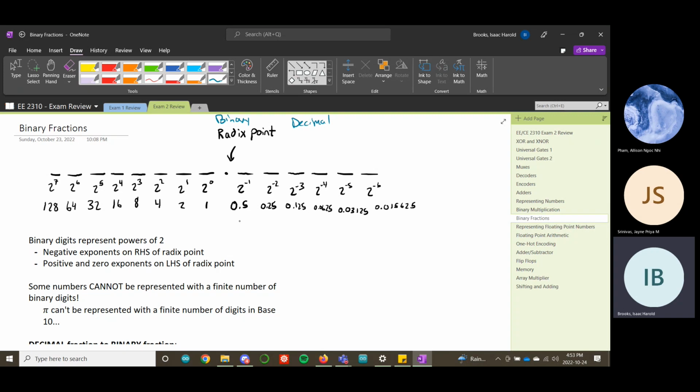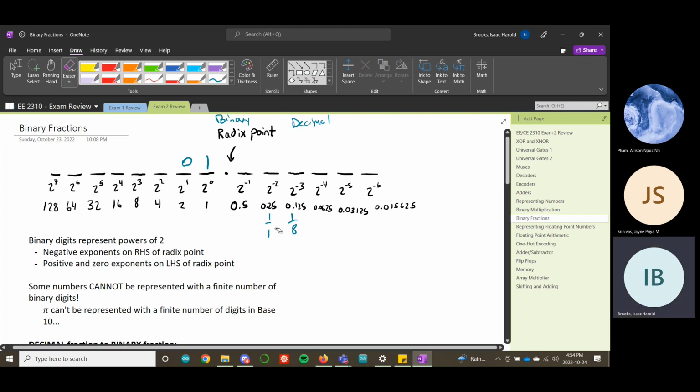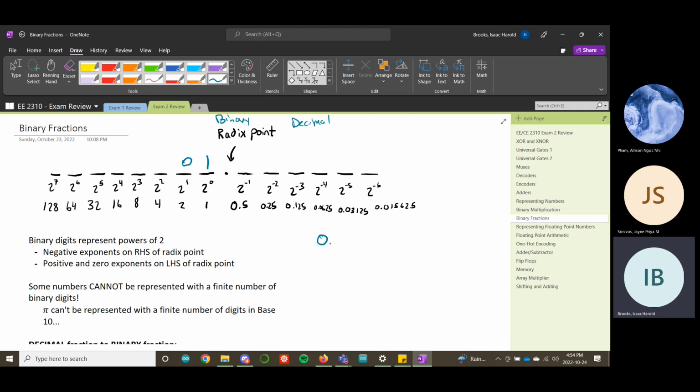So 2 to the -1 is 1/2, 2 to the -2 is 1/4, 2 to the -3 is 1/8, and so on. So in the same way that on the left-hand side, if there's a 1, then that means that this power of 2 is part of your number, you can add it to recreate your number. It's the same way on the right-hand side. So if we have a 1 in this position, then that means that this power of 2 is a part of our number, and we can use it to add up and recreate our number. So for example, the decimal number 0.5 would be represented as the binary number 0.1, because it's 0 copies of 2 to the 0 and 1 copy of 2 to the -1, which is 1/2, which is 0.5.